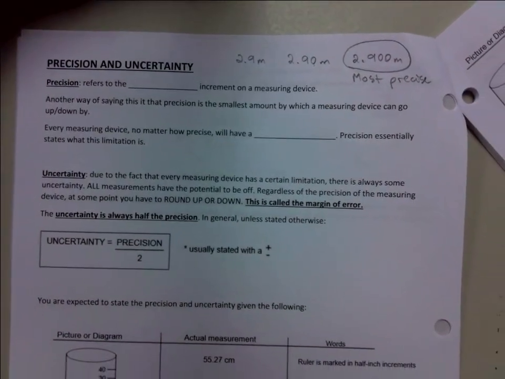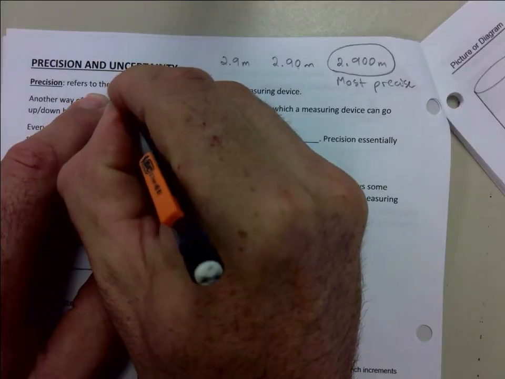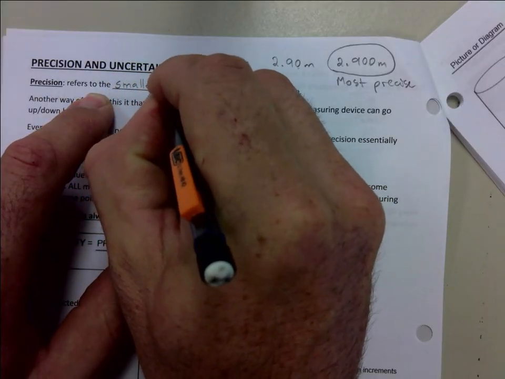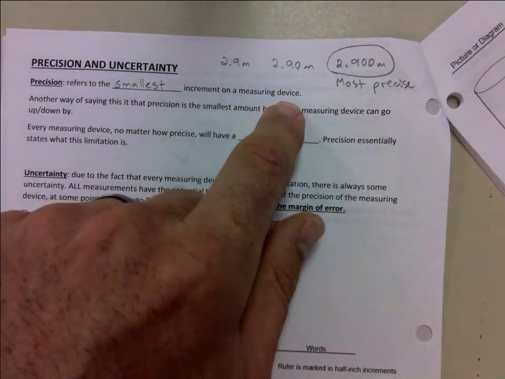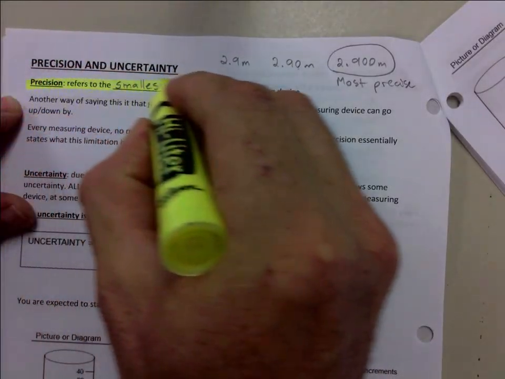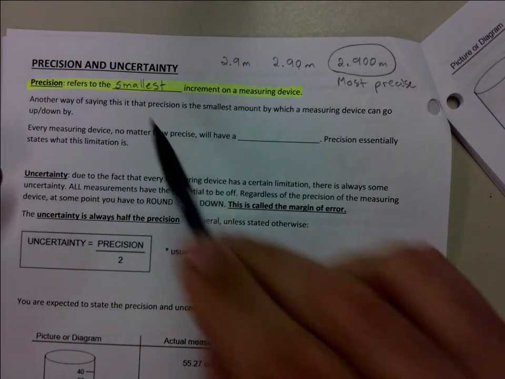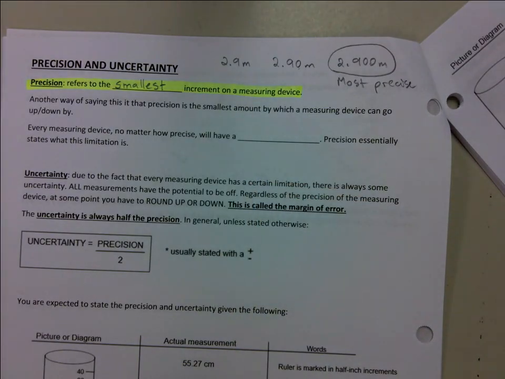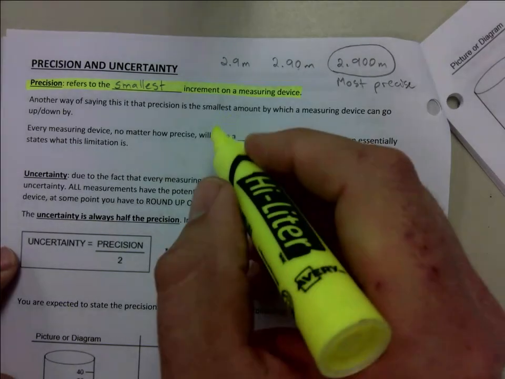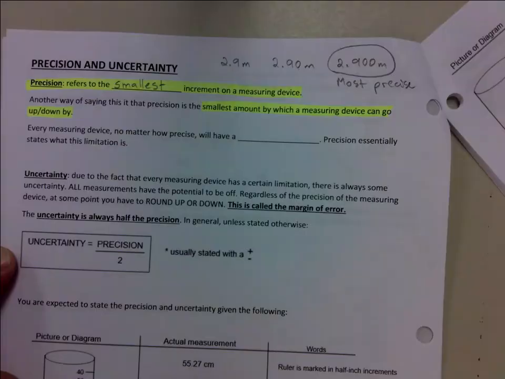So precision refers to, write this down, the smallest increment on a measuring device. I will actually say this, put this on your study sheet. The province asks in some way, multiple choice, something, hey, what is precision? It's the smallest increment on a measuring device. Another way of saying this is that precision is the smallest amount by which a measuring device can go up or down by. That's another way of looking at it.